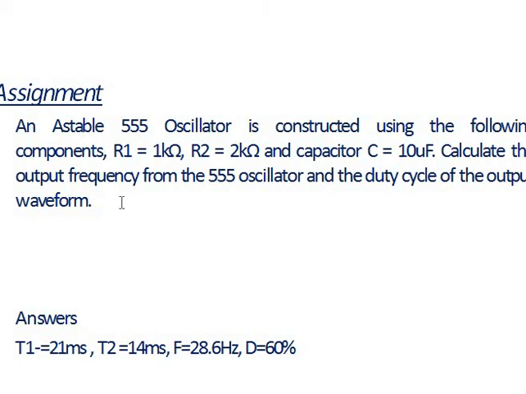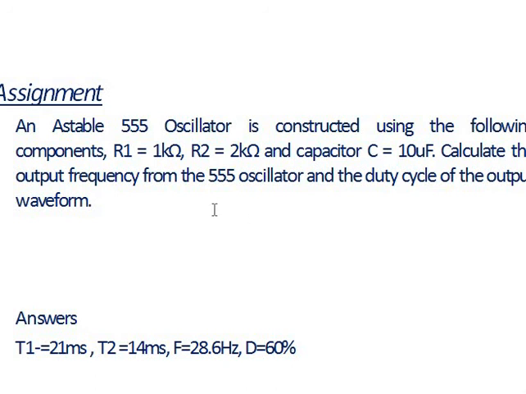An astable oscillator is constructed using the following components: resistor R1, resistor R2, and capacitor C. Calculate the output frequency and duty cycle of the astable oscillator.